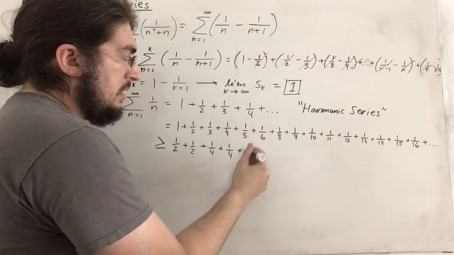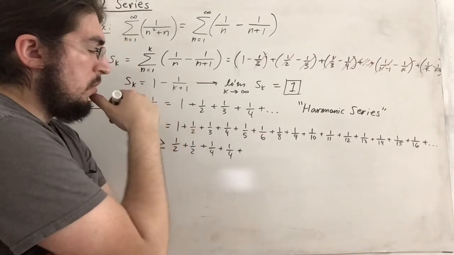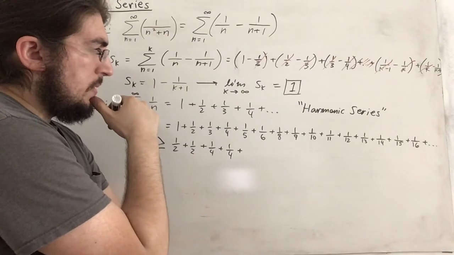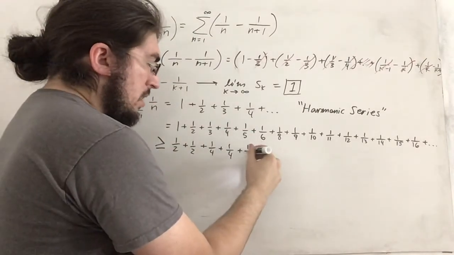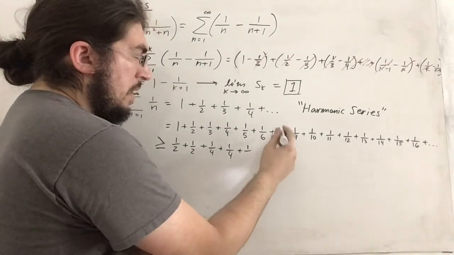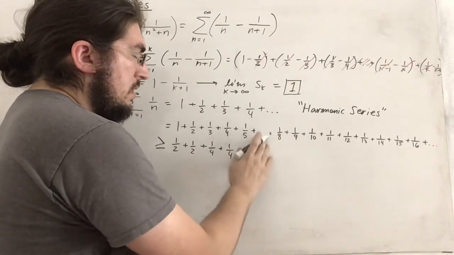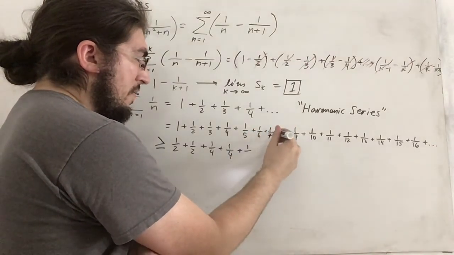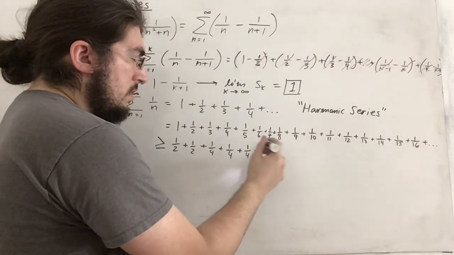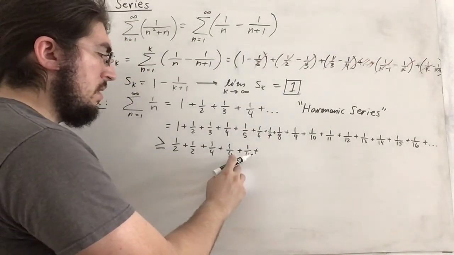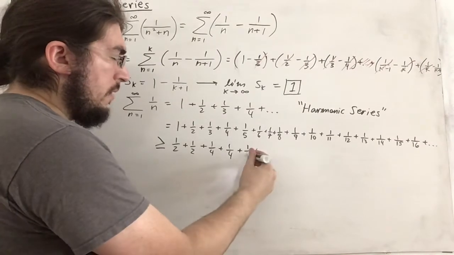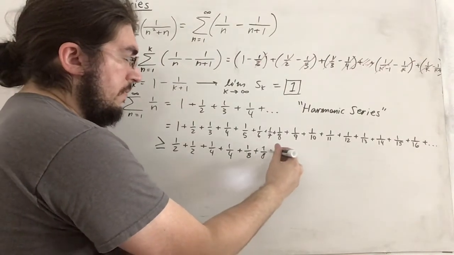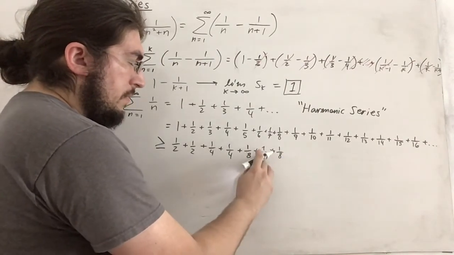And for these, we'll actually go up to 8. So this is 1/8. I missed a 7, so let me squeeze that in there. There we go. So we'll have four 1/8s. Sorry about that little hiccup there.